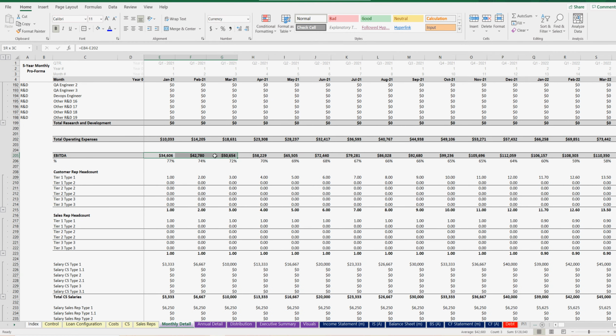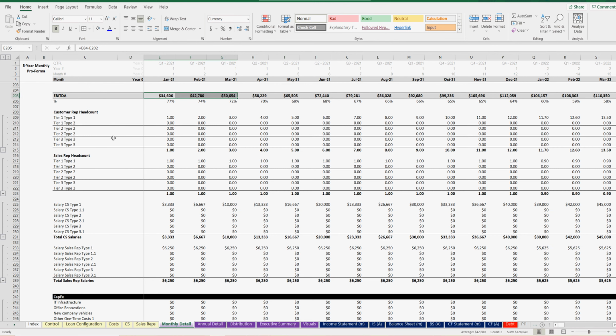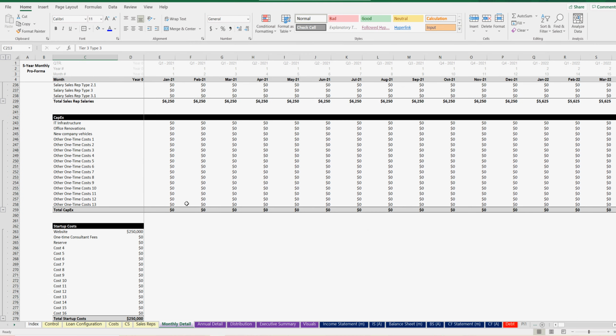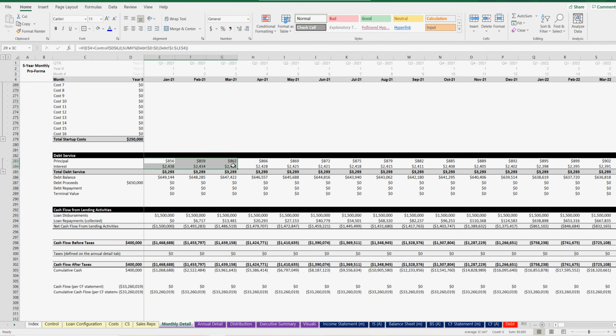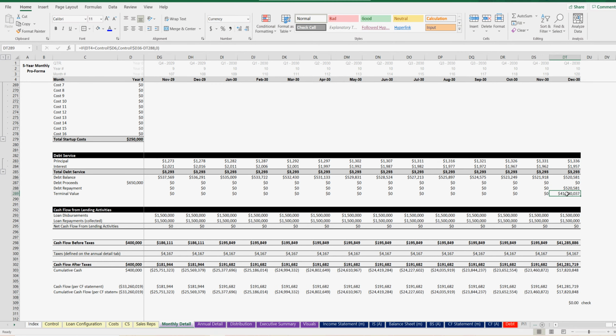Then we've got EBITDA. Here's some logic for how we did the head counts for each customer service and sales rep by type, and two actual types of each headcount type. So 2 sales reps per tier, 2 customer service reps per tier, 2 types. CapEx, startup costs, debt service, which is if you're taking out a loan to start this business in the first place. Debt balance of that, debt proceeds, repayment of that, terminal value, which again is going to be the net asset value times a multiple, less selling fees, less this.